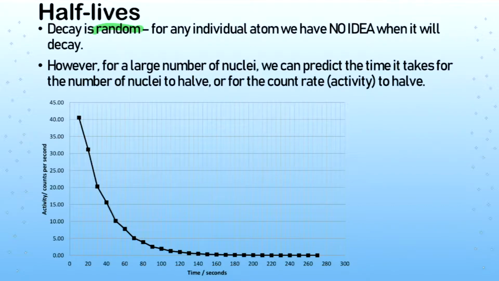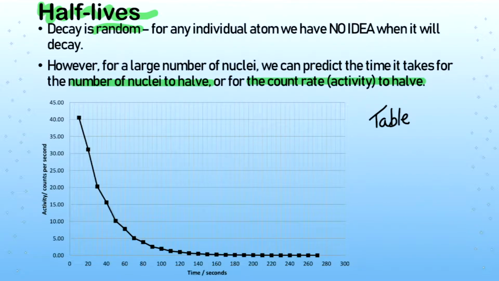However, if we have enough of these nuclei of a certain element and isotope, we can predict the time it will take for either the number of nuclei to halve or for the count rate or the activity to halve, and that's what we call the half-life. The half-life is the period of time it takes for the number of nuclei to halve or the count rate to halve. So you'll have to either find this out from a graph that you're provided or from a table of numbers that you're provided.